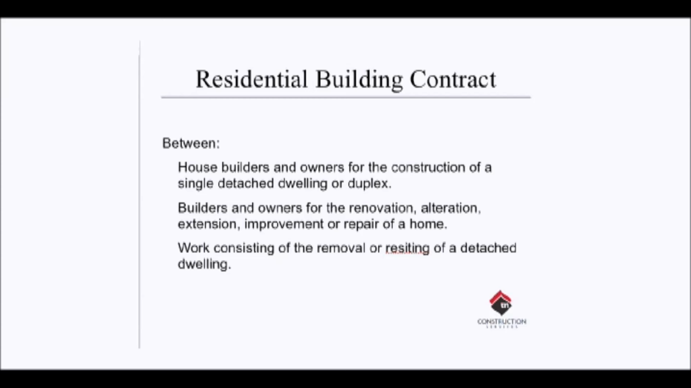The residential building contract is for house builders, which you are going to become, between you, the builder, and the owner for the construction of a single detached dwelling or a duplex, and for the renovation, alteration, extension, improvement, or repair of a home, and for work consisting of removal or resiting of a detached dwelling. If your intention is to become a builder doing any of that sort of work, you've got to have a contract in place. It would normally be a residential building contract for all that type of work.